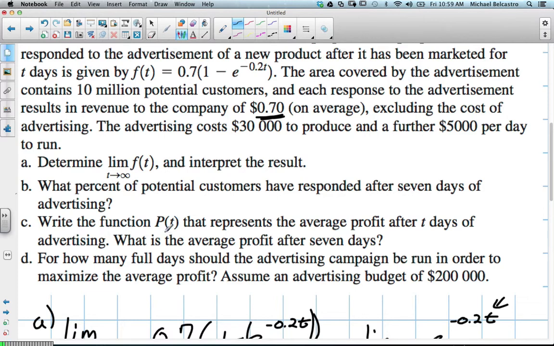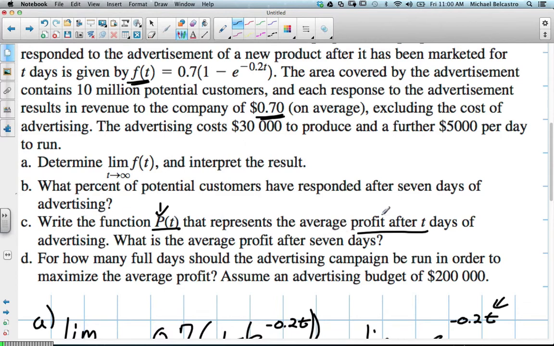Write the function that represents the average profit. So this gets confusing. They've been writing this as F of T, and I wrote it as P of T for a proportion or percentage. I'll change this letter for our sake. Write the function P of T that represents the average profit.